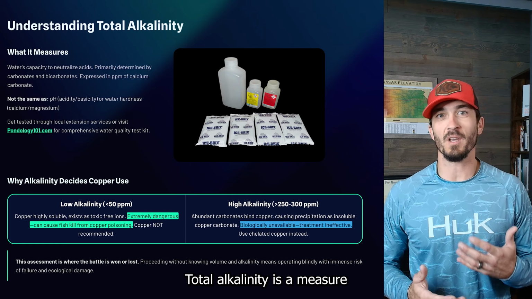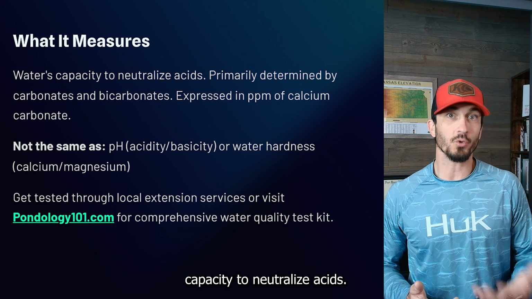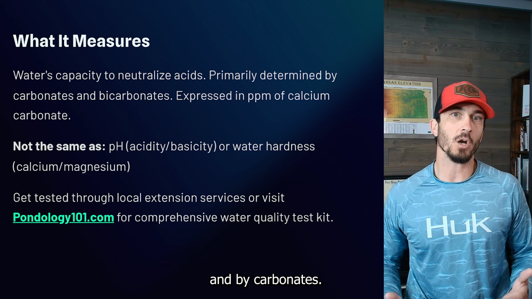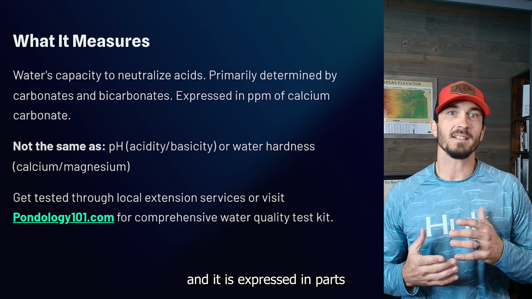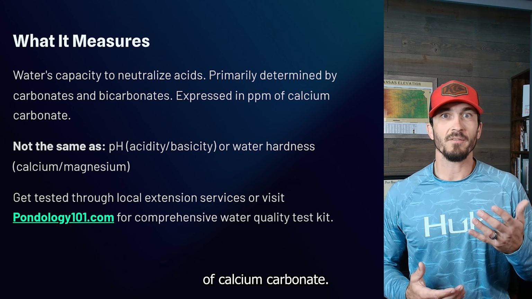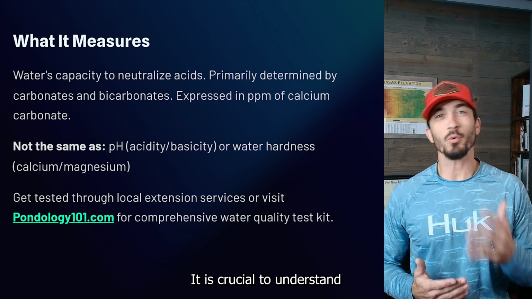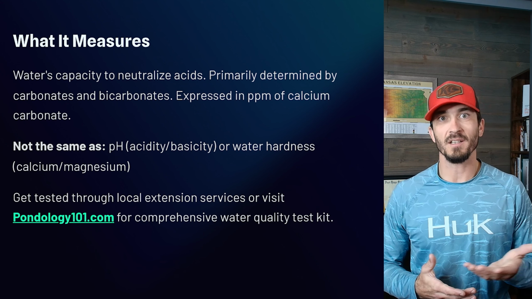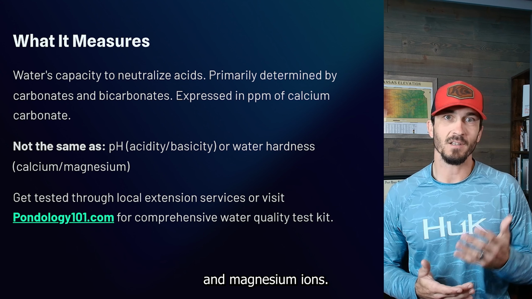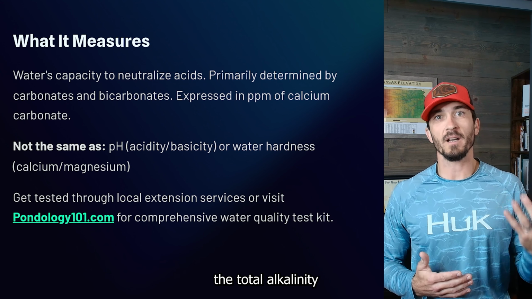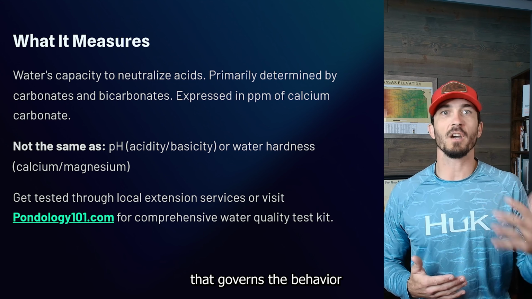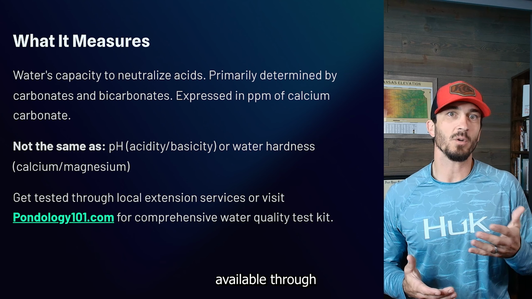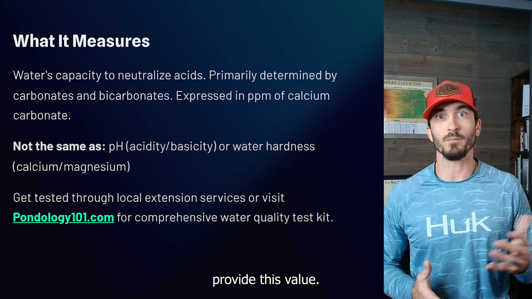Total alkalinity is a measure of the water's capacity to neutralize acids. It is primarily determined by the concentration of carbonates and bicarbonates dissolved in the water, and it is expressed in parts per million of calcium carbonate. It is crucial to understand that total alkalinity is not the same as pH or water hardness, which measures the calcium and magnesium ions. While these parameters are often related, total alkalinity is the specific measurement that governs the behavior of copper in water. An irrigation water test, available through local extension services, can provide this value.